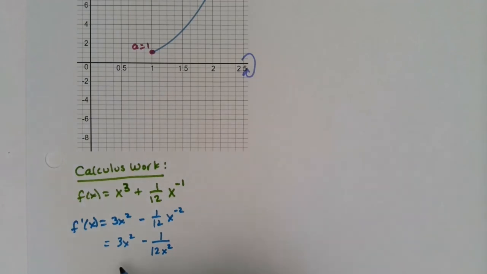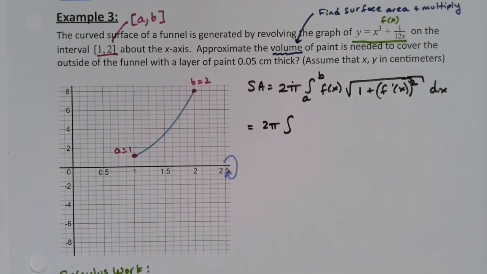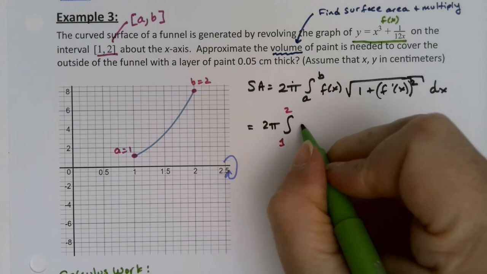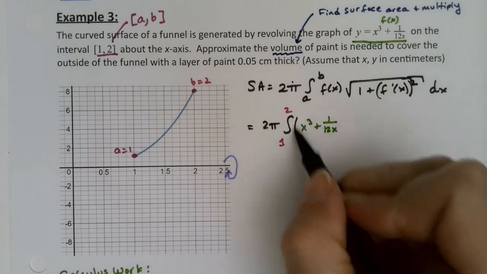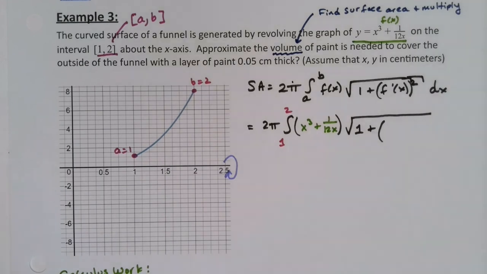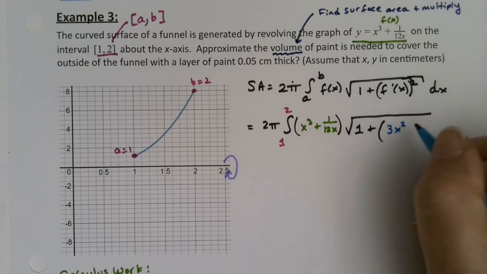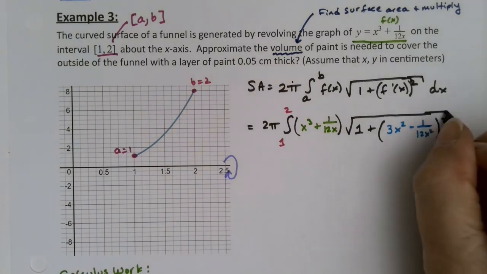All right, so let's substitute those pieces in, as well as a and b, which we already know. So the surface area is equal to 2 pi times the integral from 1 to 2 of f of x, which we know is x cubed plus 1 over 12x. Make sure you put that x in the denominator. Square root of 1 plus f prime of x squared, so that would be 3x squared minus 1 over 12x squared, all quantity squared, dx.